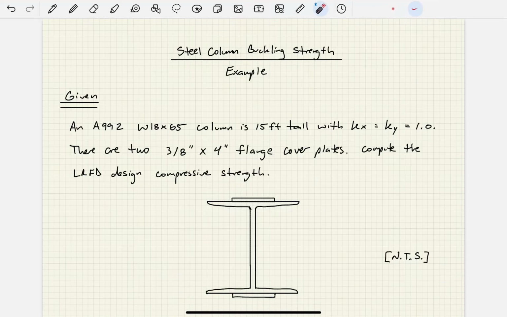Hey everybody, Dr. A here, and in this video we're going to be exploring an example of how to calculate the buckling strength of a built-up steel column. So let's go ahead and get into it.